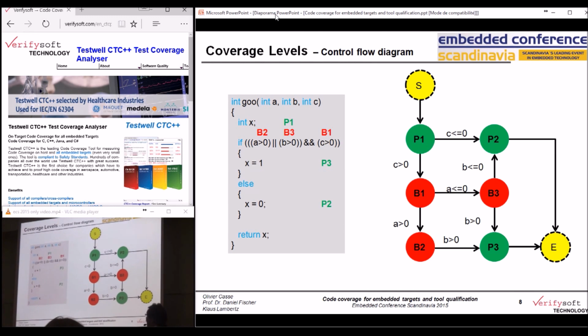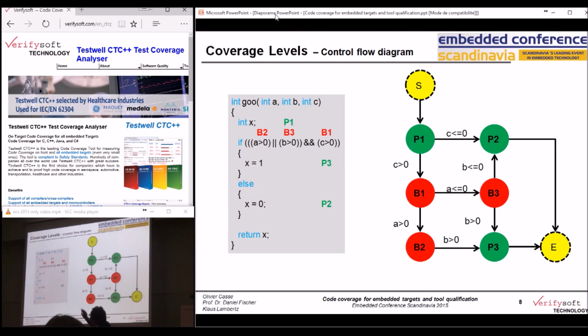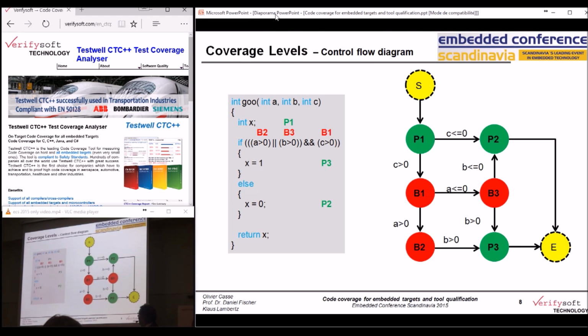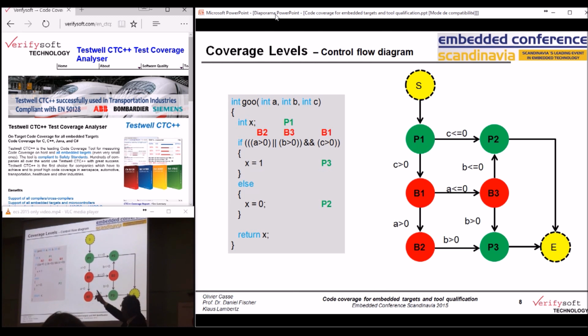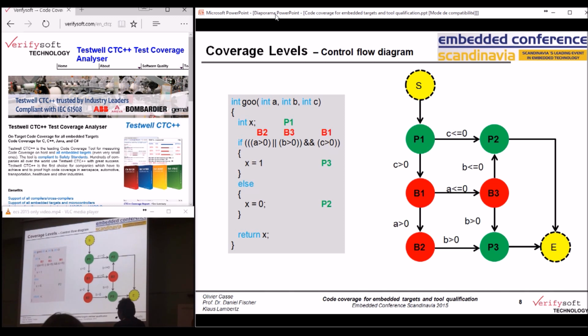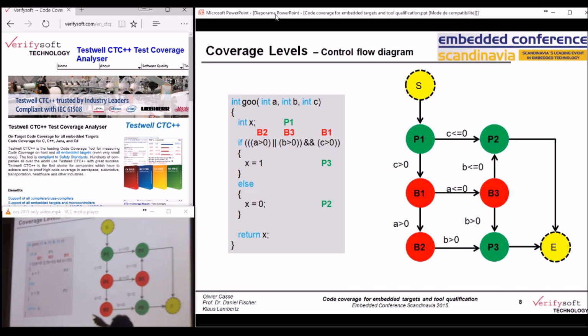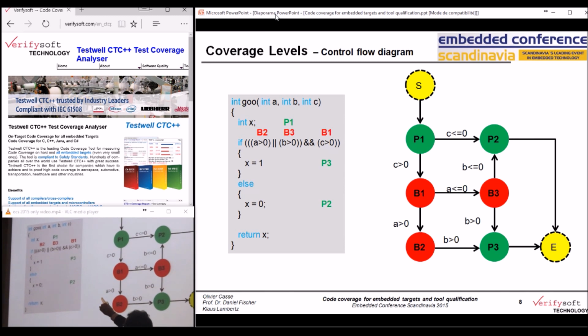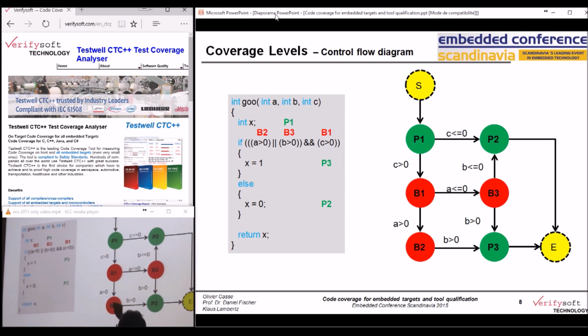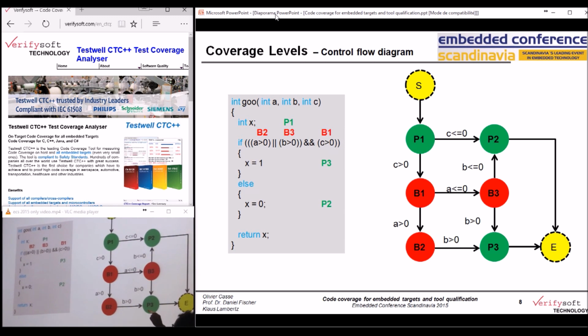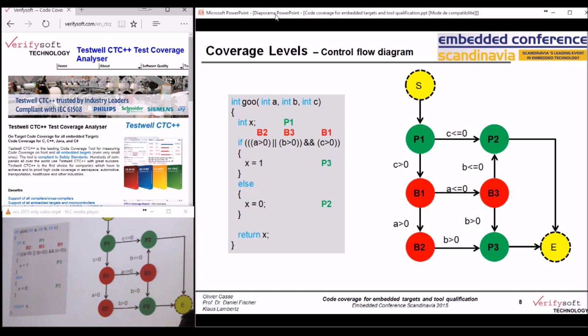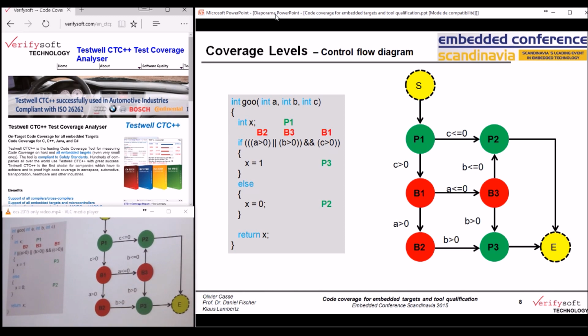So, this is a very simple example. It's just, again, in C, where you have a function called goo, with 3 integers used as parameters, and where you check the 3 integers A, B, C. So if A greater than 0 or B greater than 0 and C greater than 0, then you return X with the value 1, and in all the other cases you return 0 for X.